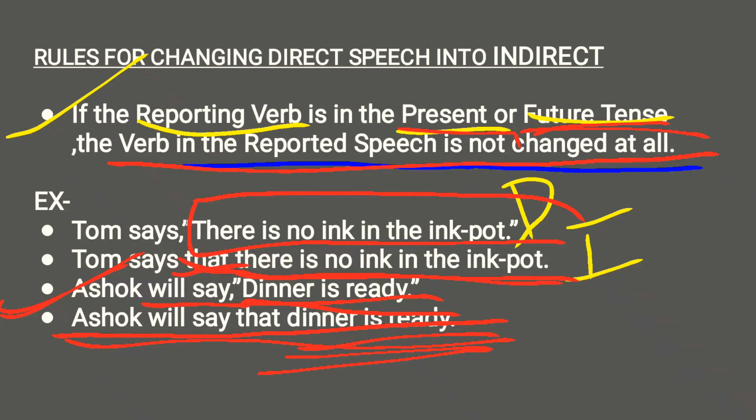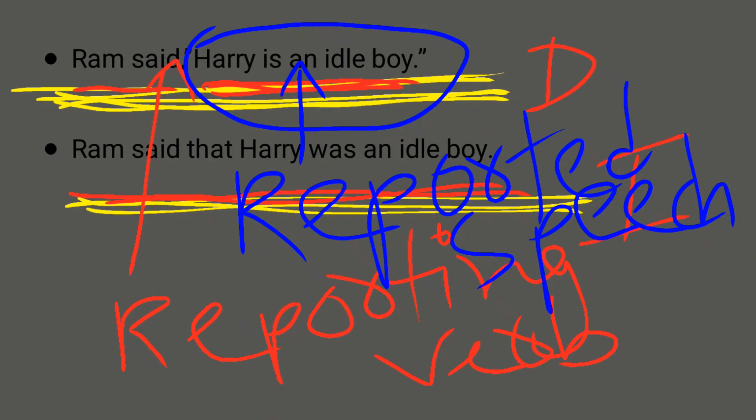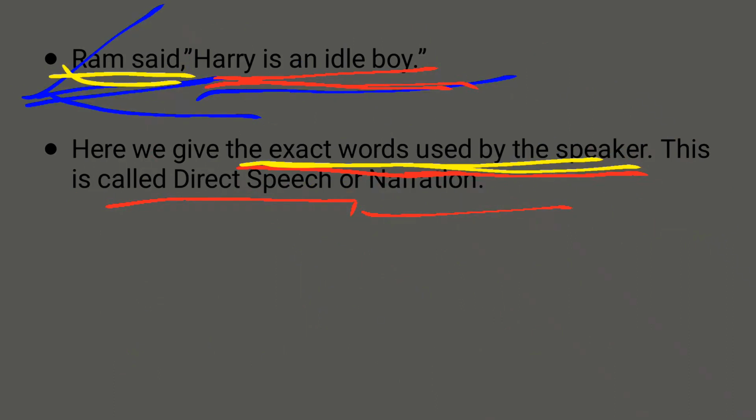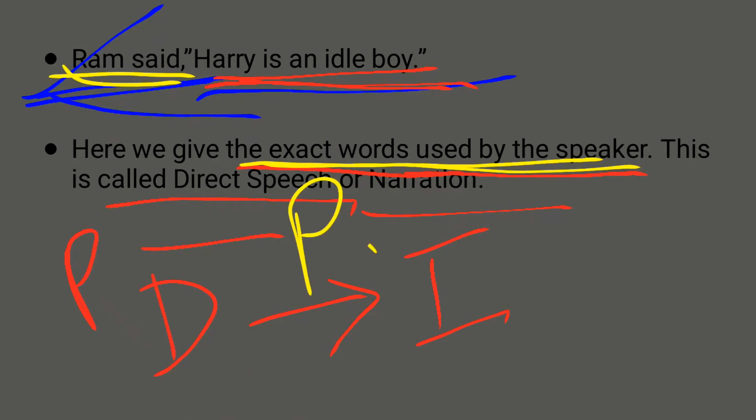Before moving to the second rule, I would like to clarify something. Whenever you are converting a sentence from direct speech to indirect speech, in the maximum of cases, what you are doing is you are always converting the tense from present to past.